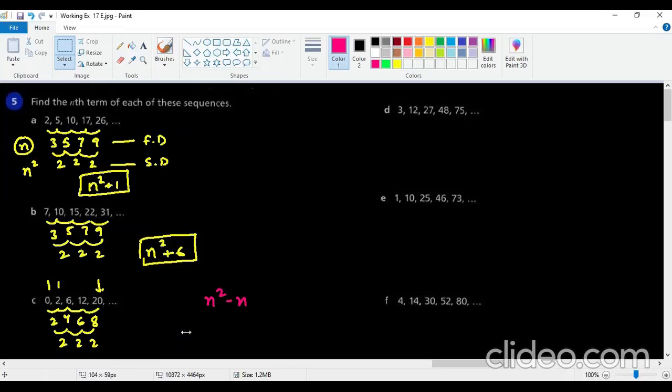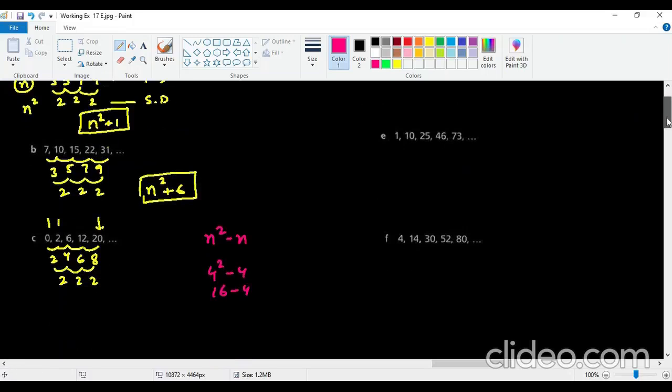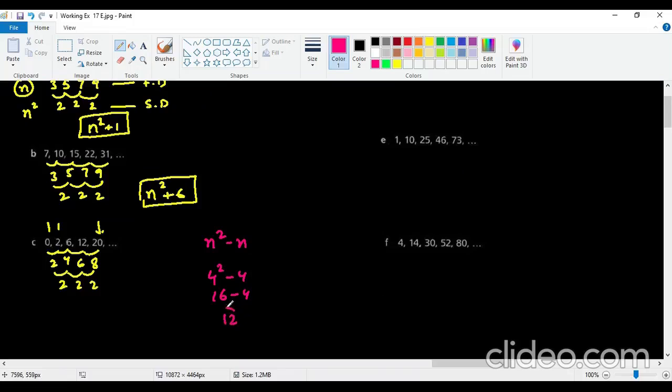Now for example, the fourth term we are talking about. So 4 square minus 4. That means 16 minus 4 is going to give us 12. So our fourth term is 12. The same way we can check for the 5th also. So 5 square minus 5, that means 25 minus 5, which is 20. That means our term rule is working well. So n square minus n is the term rule for the nth term.